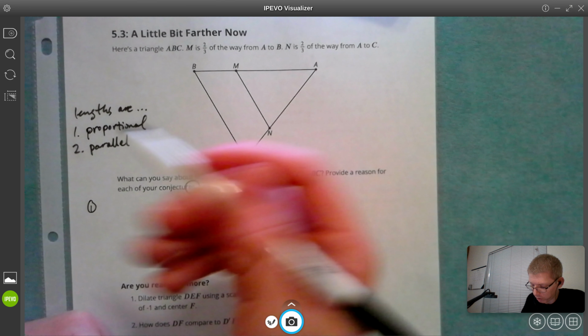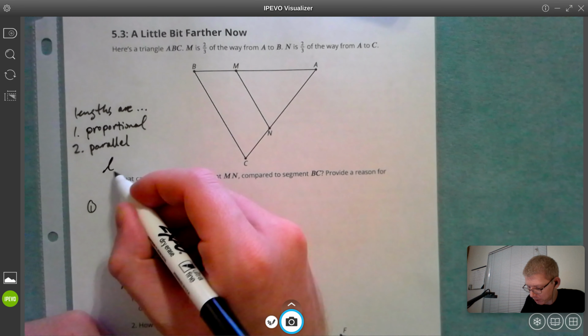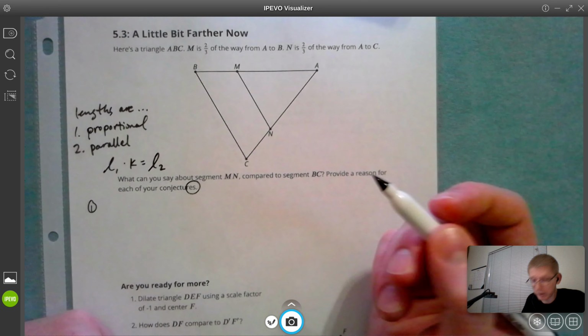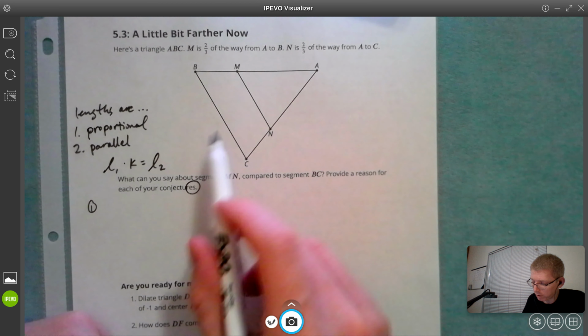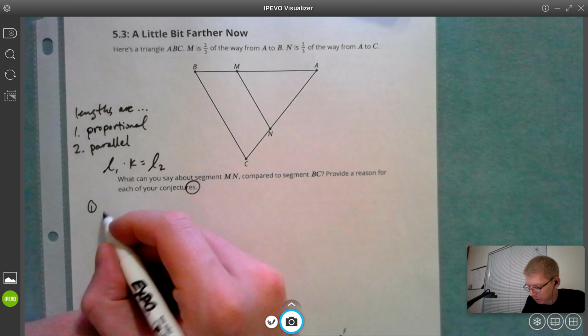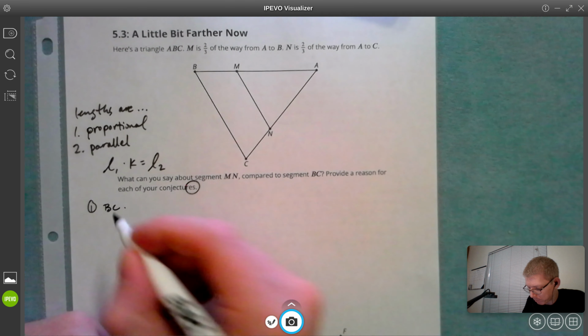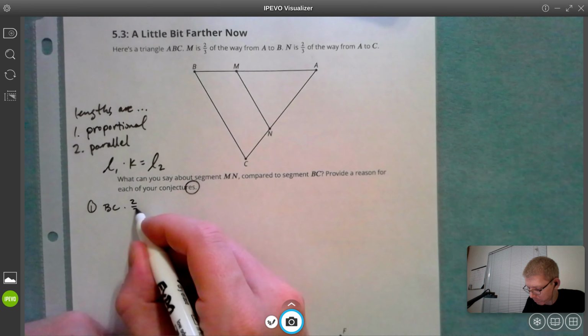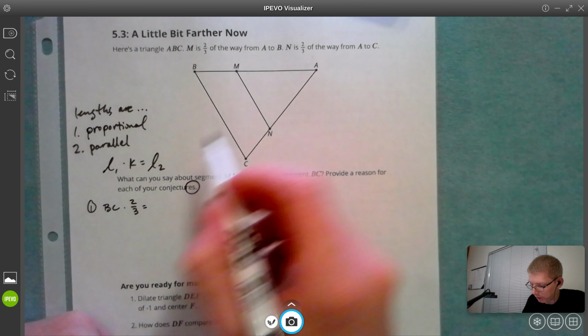We can use our formula for a dilation that says take a length, multiply it by a scale factor to get a corresponding new length, right? So in this case, our original length would be BC. So we could say BC times the scale factor of 2/3 equals our new length, which is MN.